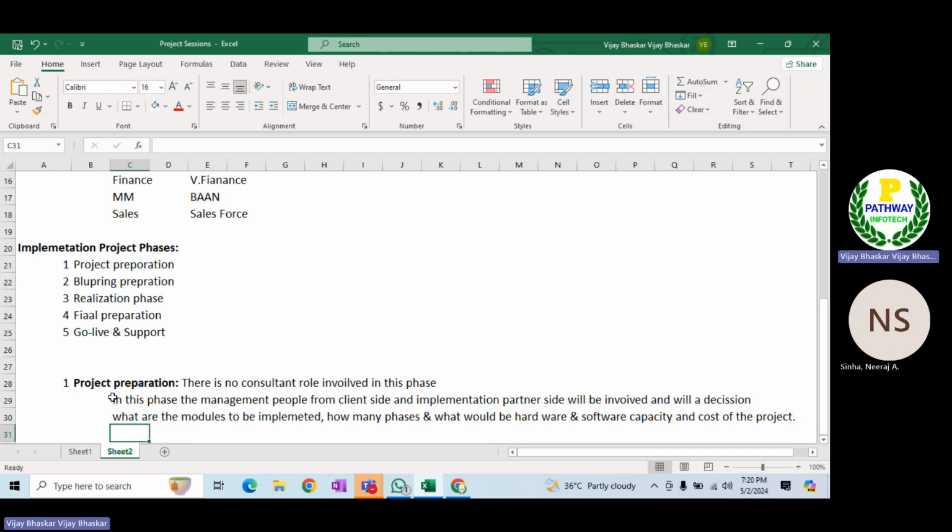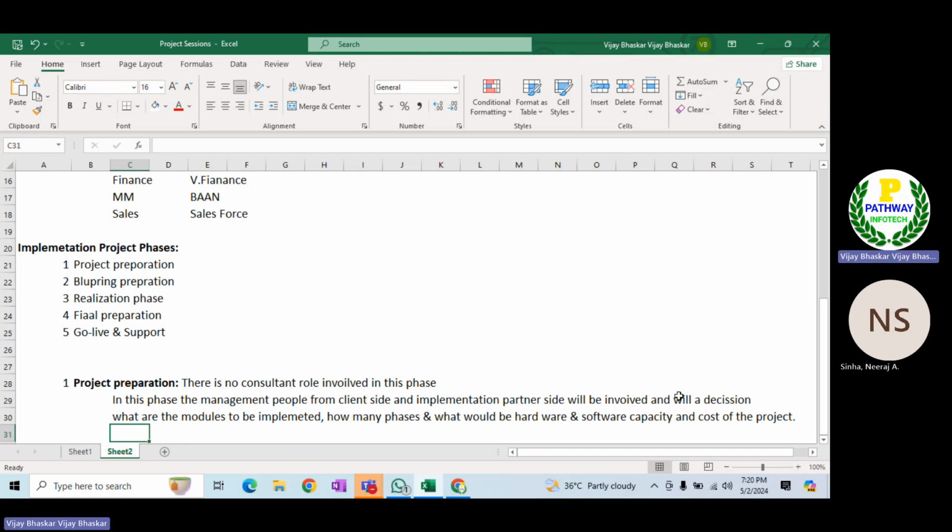Let's say in 2024, they want to go with finance as the initial phase, or for the initial phase they want to go only for the Indian company code. The second phase they might go to some other country. Like this. In this phase, is there any consultant role? No, sir. Nothing. Our role will be zero here.